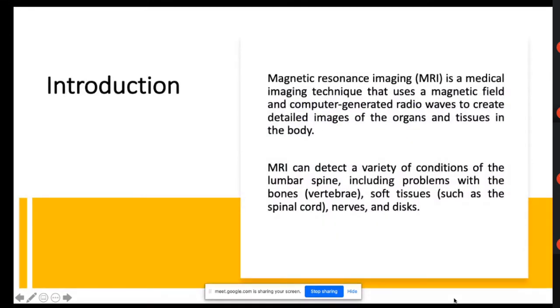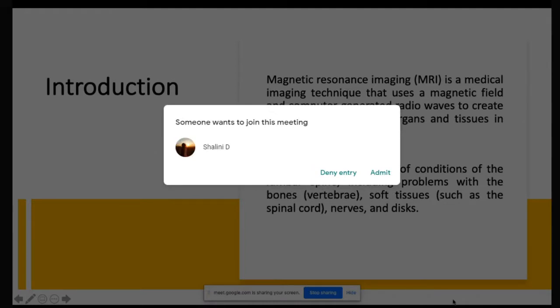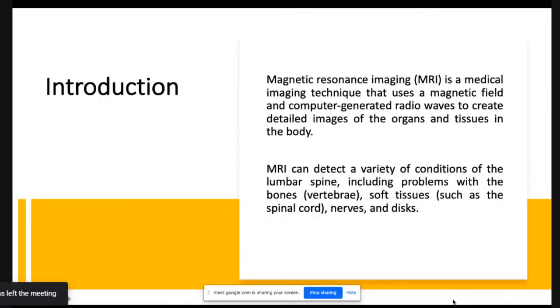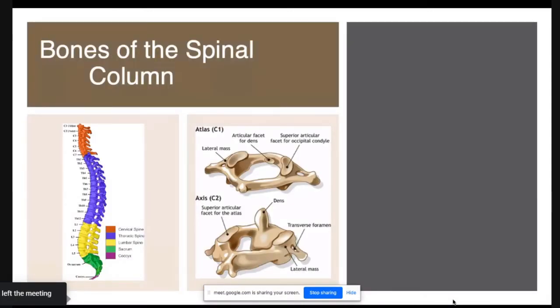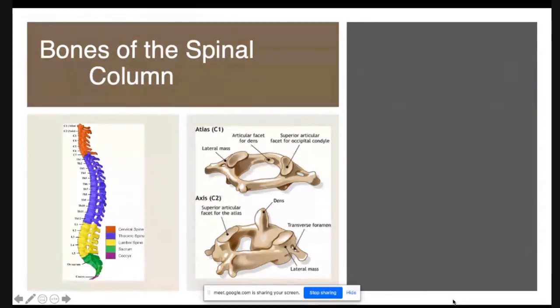Let me continue with a small introduction. As we all know, an MRI is an imaging technique where magnetic field and computer generated radio waves are used, and this will give a detailed picture of organs or tissues. And in the MRI spine, it includes almost all the details of bones, soft tissues, spinal cord, nerves, and also even the intervertebral disc. And hence, it is considered as the gold standard diagnostic tool for diagnosing the diseases of spine. And moving to the presentation, before I interpret a few of the reports, let us know what are the anatomical landmarks that we often come across in the MRI reports.